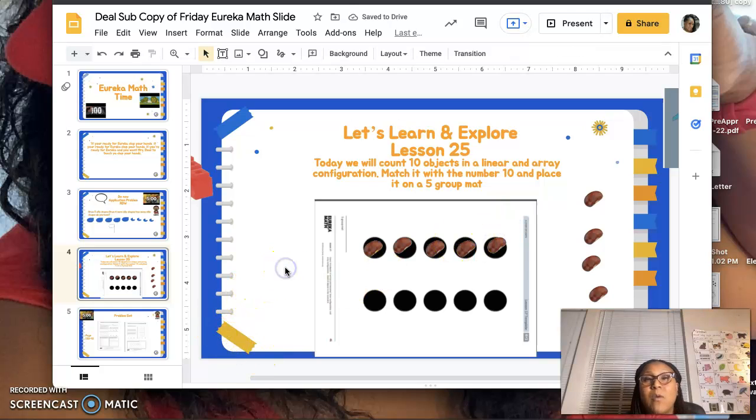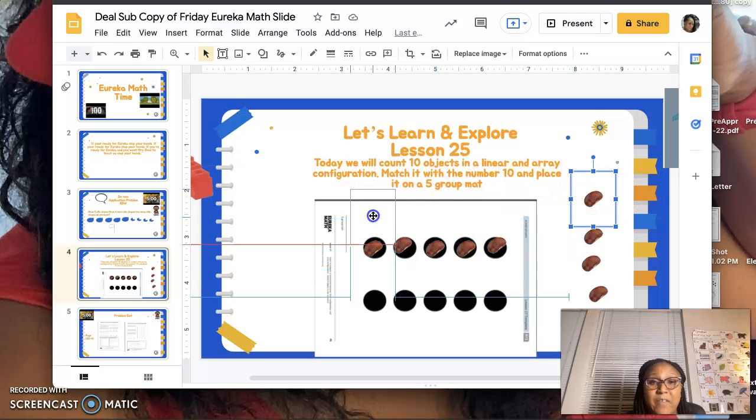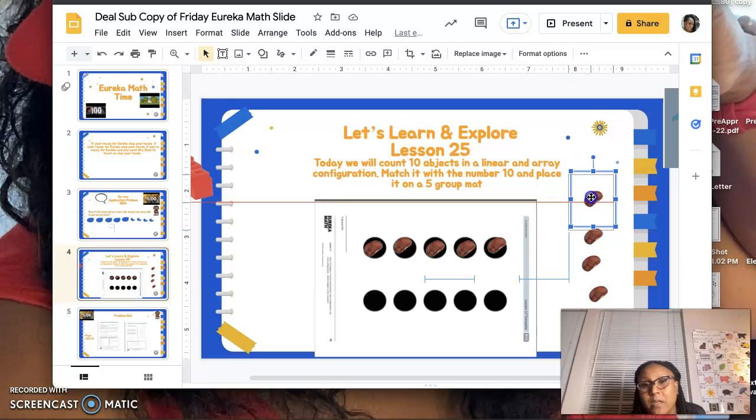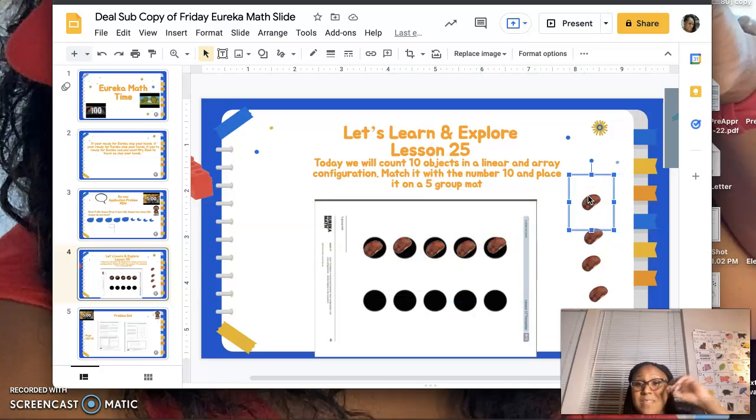And now I want to put 4 more beans on the mat. Am I going to put those 4 beans on top of here? Nope. I am going to go to the bottom row of my mat, and I'm going to put 4 more beans. So I'm going to remember my last count was 5, okay? And now I want to put 4 more, okay? So watch me do it.